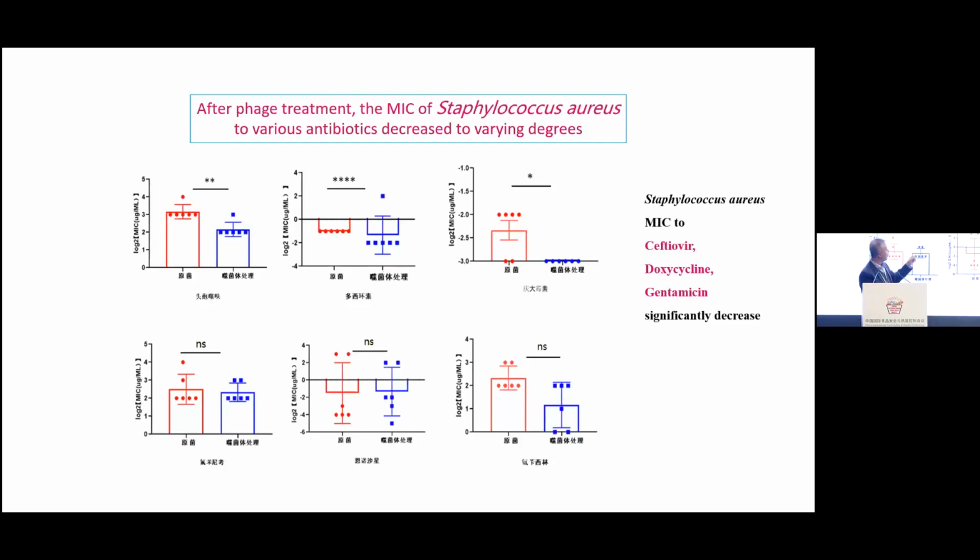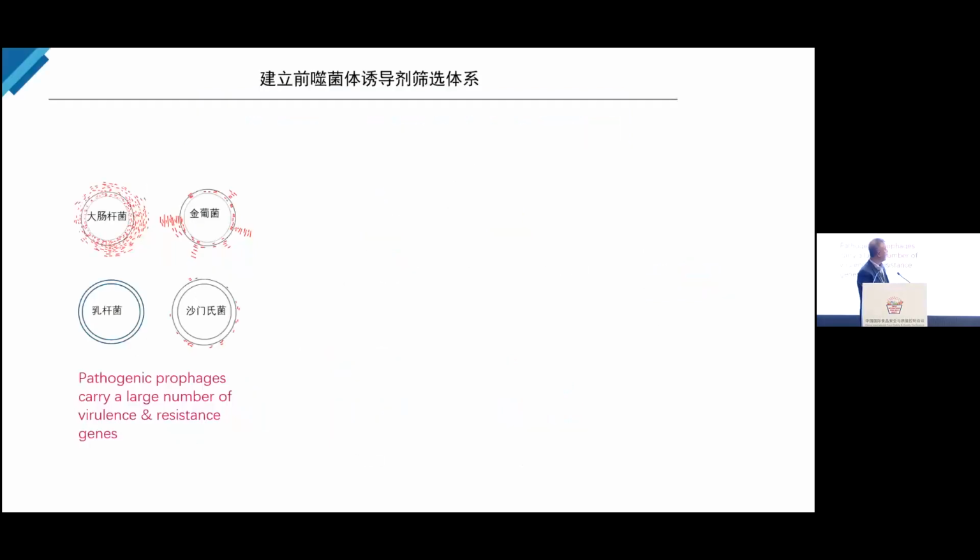The Pseudomonas aeruginosa resistant strains show different degrees of reduction in MIC. So the AMR is reduced, which is very conducive to our treatment.